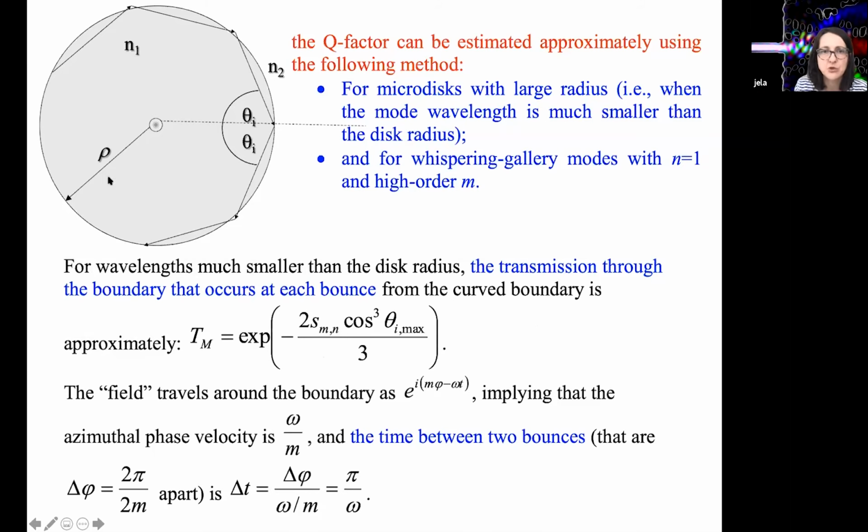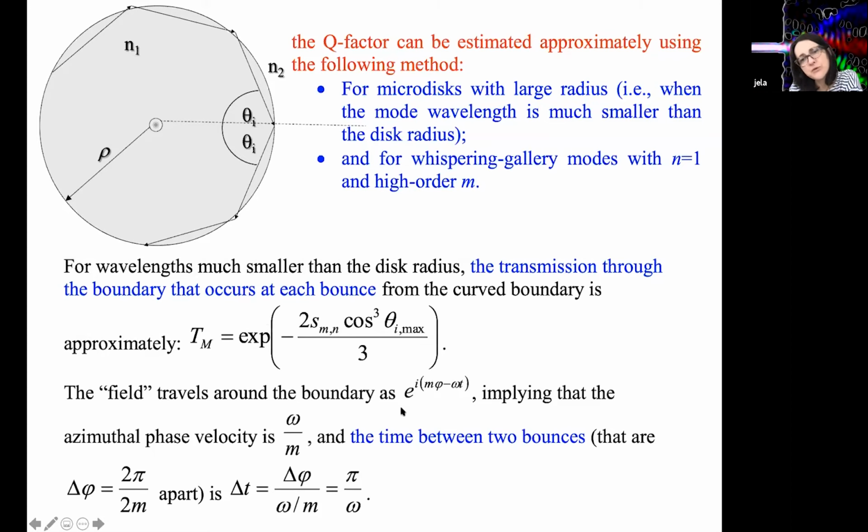So in this picture, when you go to N equal to 1 and you go to larger M's, you're also getting closer to this kind of ray optics picture where in each bounce you're transmitting some amount of power, which is limiting your Q factor, right? So that's the loss that you will have, transmission through the curved boundary, that you will have at each of the 2M bounces, right? That's given here.